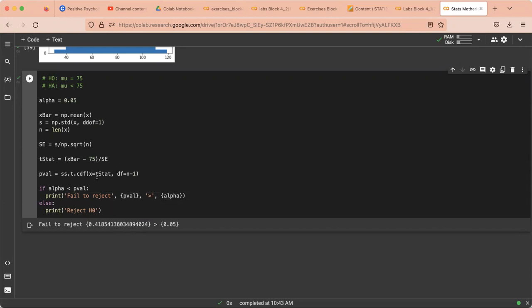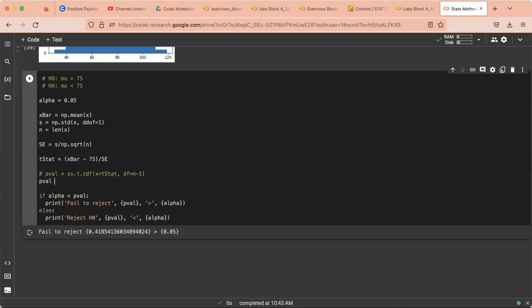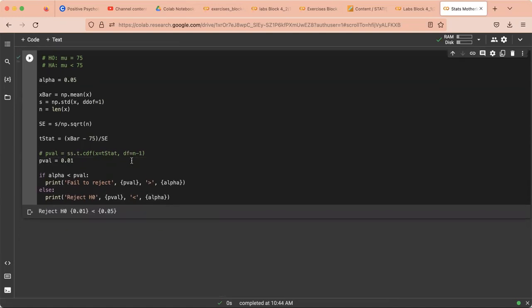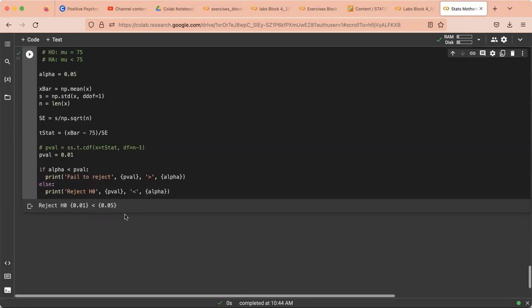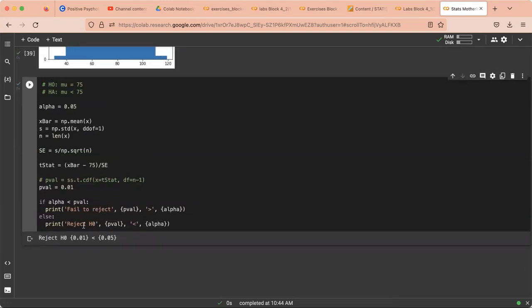But what happens if, say, I'm just going to copy this so you guys can see it. Let's adjust that here. Let's take this out, and let's say our p-val is 0.01. What happens then? You reject the H0. So if your p is low, reject the H0. That's how it looks in code: if you do not have enough evidence to support the H0, you reject it.